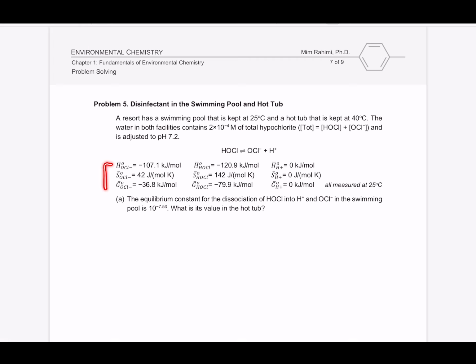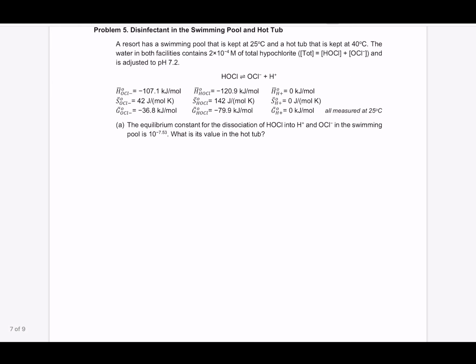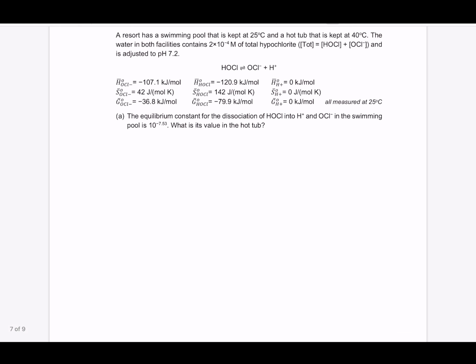So we have all the key factors for all the individual species, H, S, and G. Now we want to do a similar thing as we did in the first problem. First, we want to calculate the equilibrium constant. For the hot tub, we have the equilibrium constant for the swimming pool. So very straightforward, a Van't Hoff, we have everything. We have T1, T2, K1, K2 is missing. And delta H needs to be calculated based on this line.